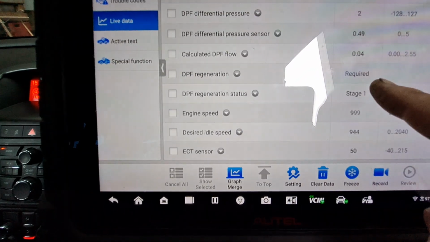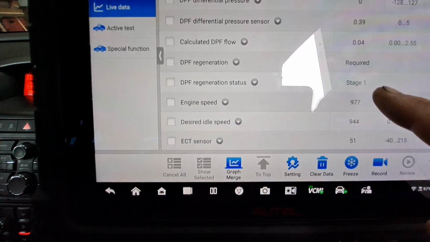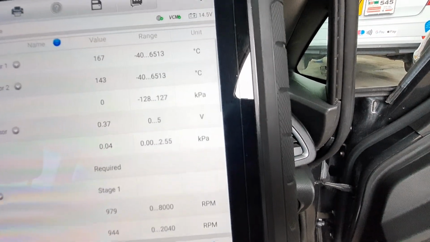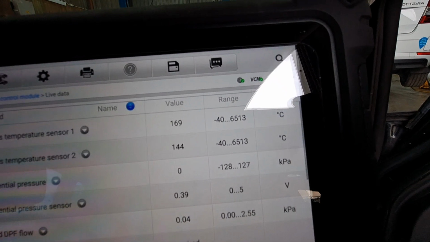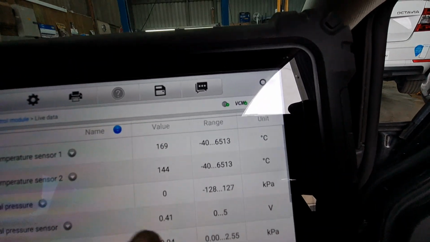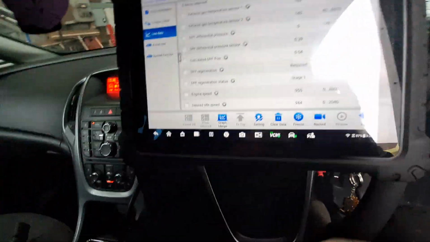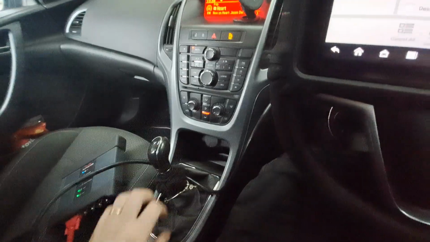Regeneration requested. DPF regeneration status, stage one. Let's have a look at the exhaust gas temperature sensor. Currently have 160. Oh, here we go. I better move it out of the workshop. Here we go. It started smoking quite badly now.